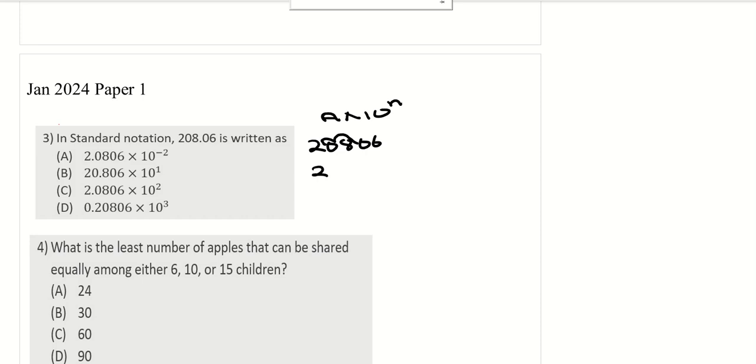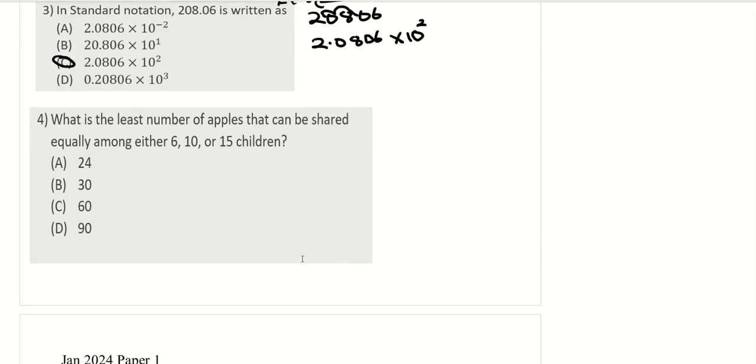So it'll be 2.0806 multiplied by 10. It's always multiplied by 10. And n is the number of places you move your decimal point. In this case, it's 2. Now, the thing we have to worry about is whether it is positive 2 or negative 2. If you shift your decimal point to the left-hand side, it is positive 2. So the answer for this would be C. If you shift it to the right-hand side, then it would be negative 2.